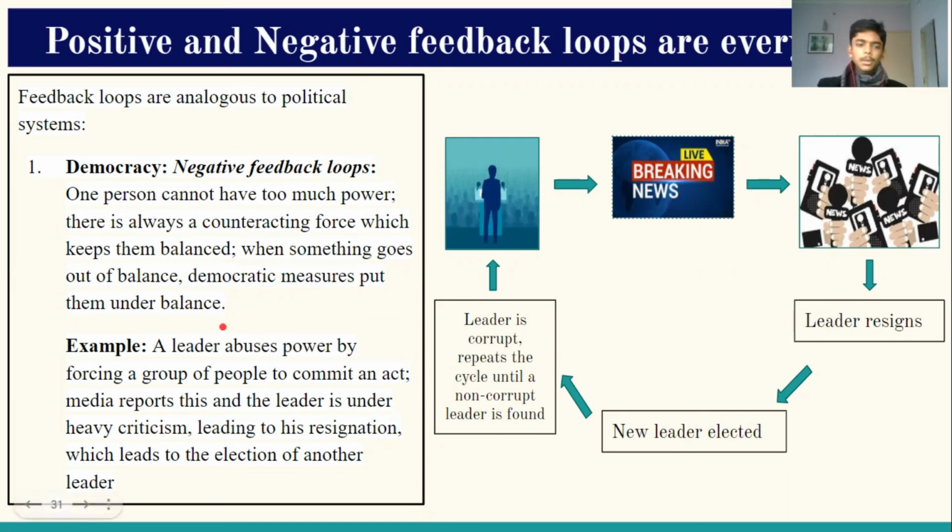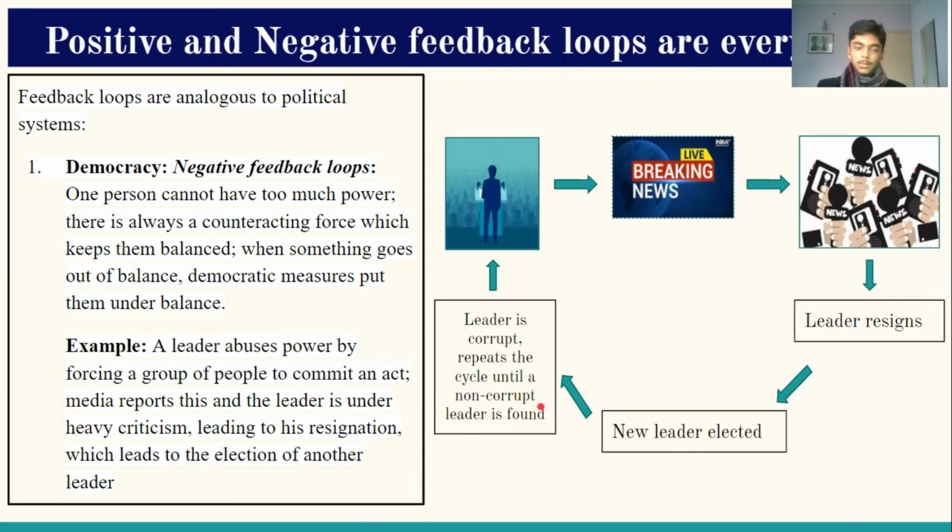Let me give you an example. A leader is here. He abuses power by doing something. This is reported in the media, and he comes under heavy criticism. This causes that leader to resign. A new leader is elected. If the leader is corrupt again, the cycle repeats until a non-corrupt leader is found.